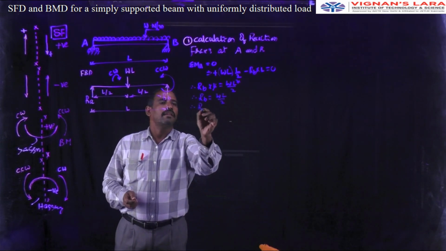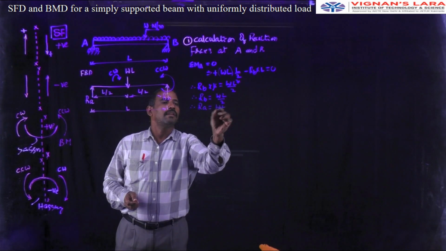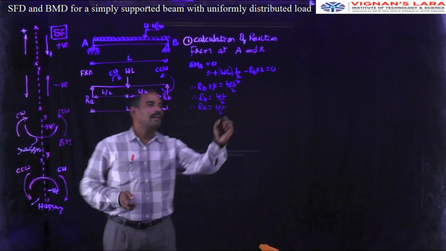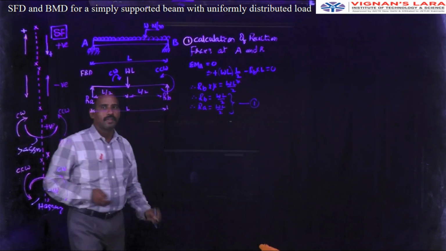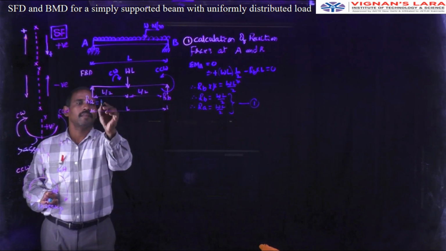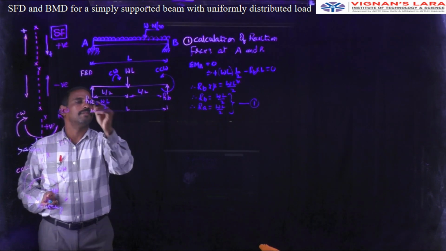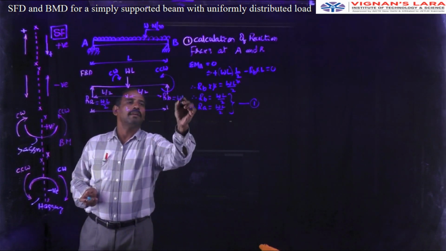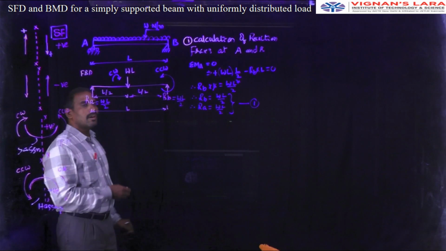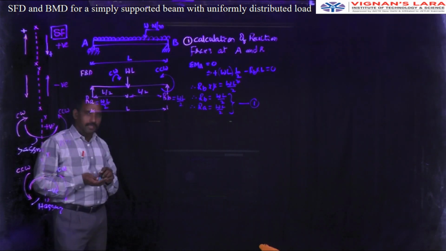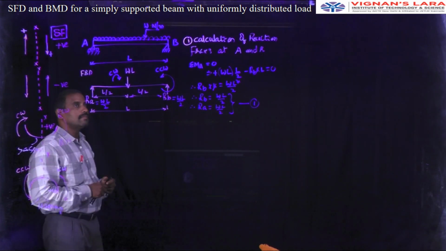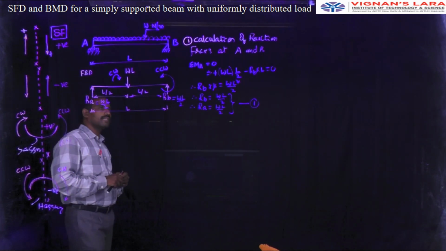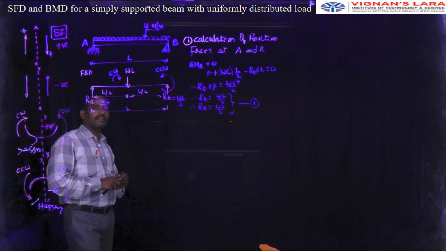Automatically RA is equal to WL by 2. We know RA and RB from equation number 1: that is equal to WL by 2, and again that is equal to WL by 2. We know all the forces with their magnitudes and directions with respect to the axis of the beam. Then you can find out the shear force and bending moment, and you can draw the shear force and bending moment diagrams for the calculated values.